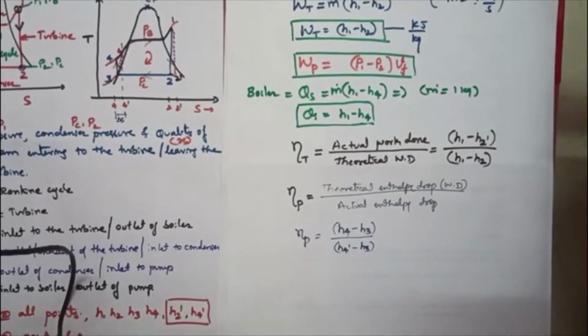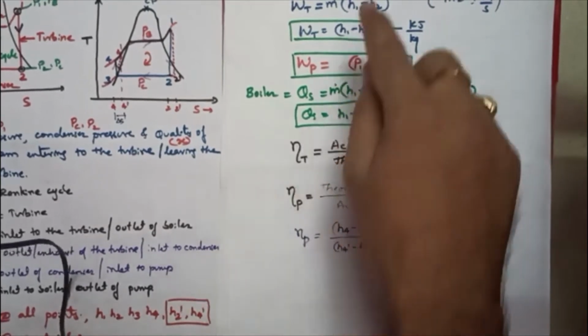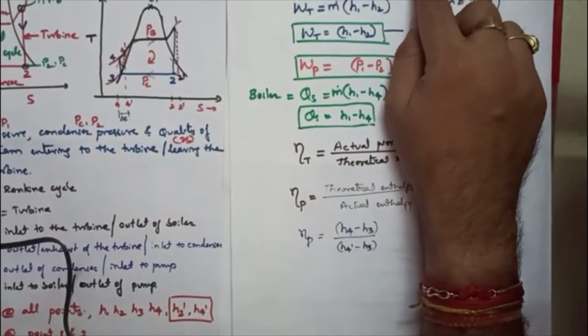So next, coming to the point, net work done, that is WT minus WP.